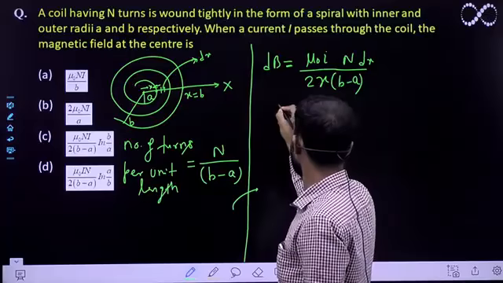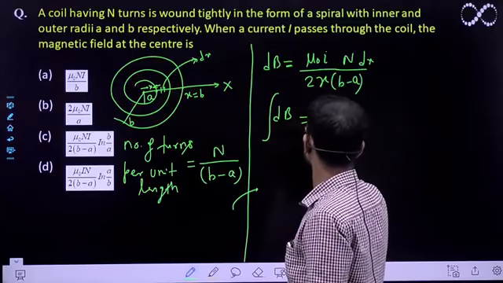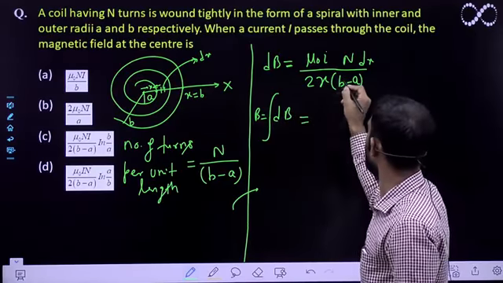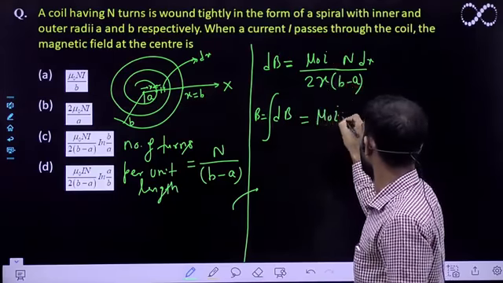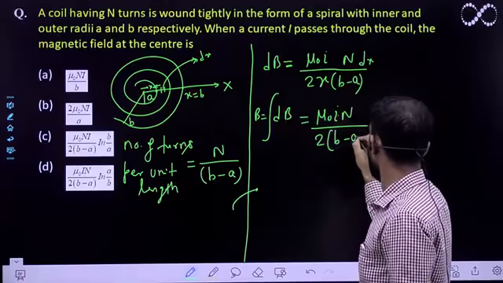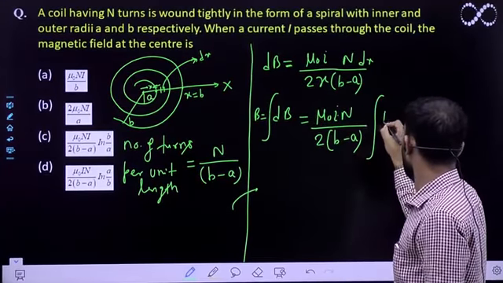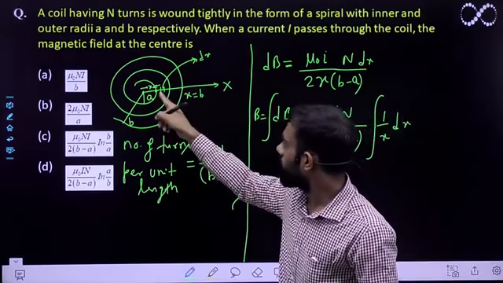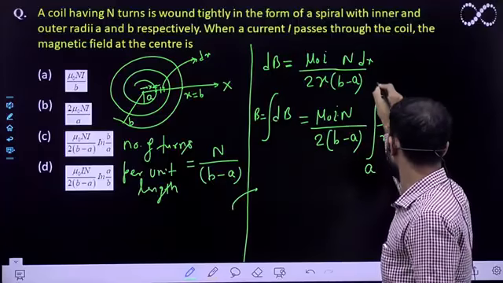So let us integrate here. So integration of dB will give you the total magnetic field B, and this will be equal to, see, what are the constants here? Mu naught I n is the constant, 2 times b minus a is also constant, and this becomes integration of 1 upon x dx, and the limits will be taken from x is equal to a to x is equal to b.